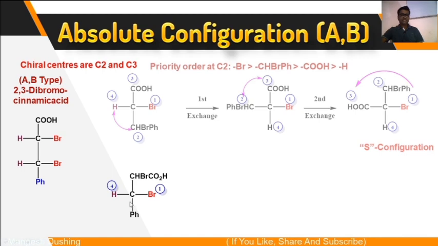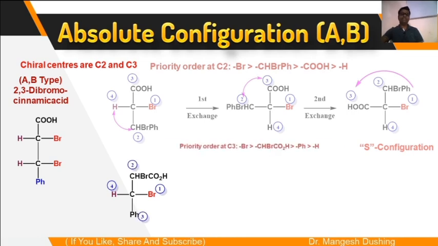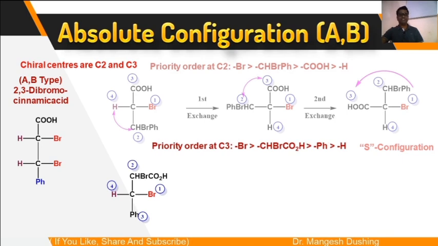Now the comparison between this group and this group. So first atom is carbon, first atom is carbon. Go for next 3 atoms. In Ph, next 3 atoms are carbon, carbon and carbon. While in case of here, next 3 atoms are Br, carbon and H. Br has a higher atomic number, so it will get the second priority, while Ph will get the third priority. Then you have to write the priority order for C3. Br is more than CHBrCOOH is more than Ph is more than H.